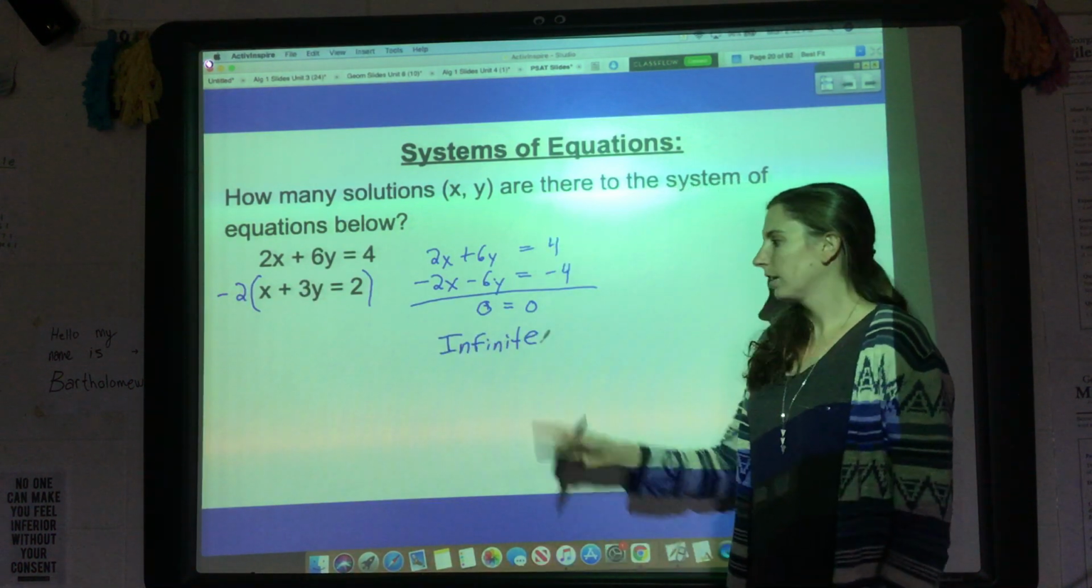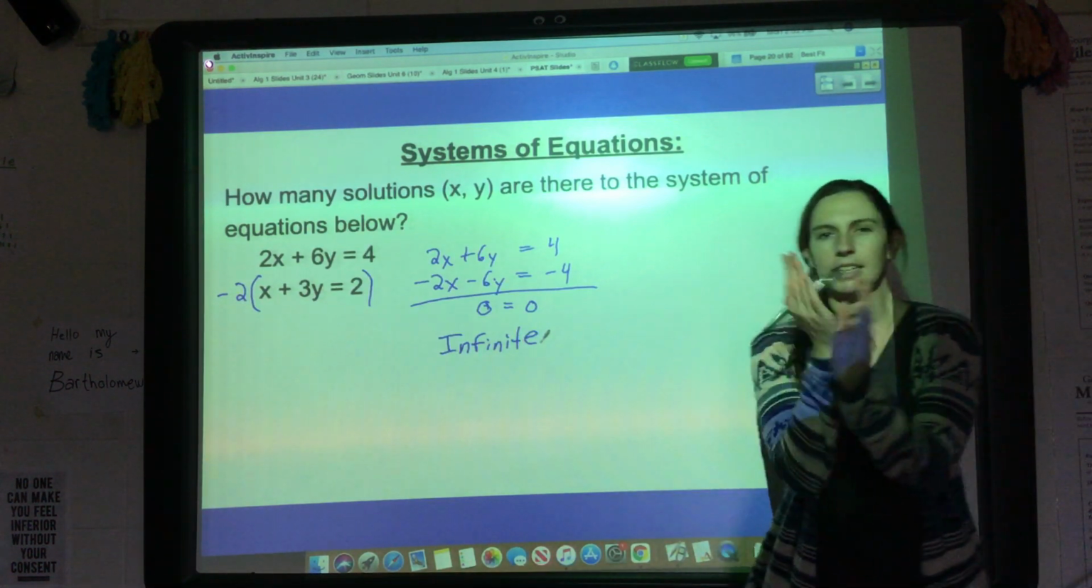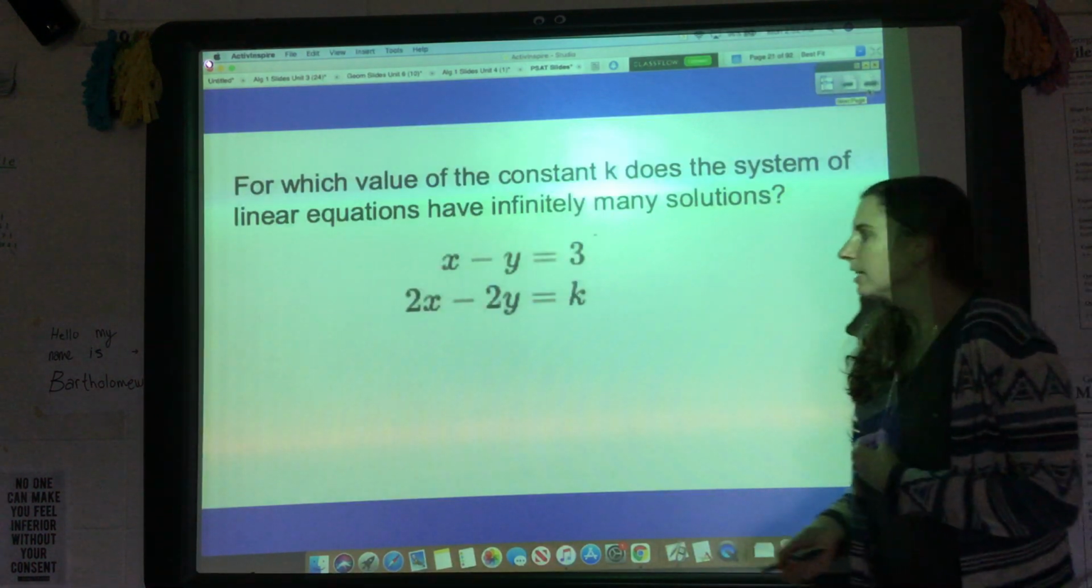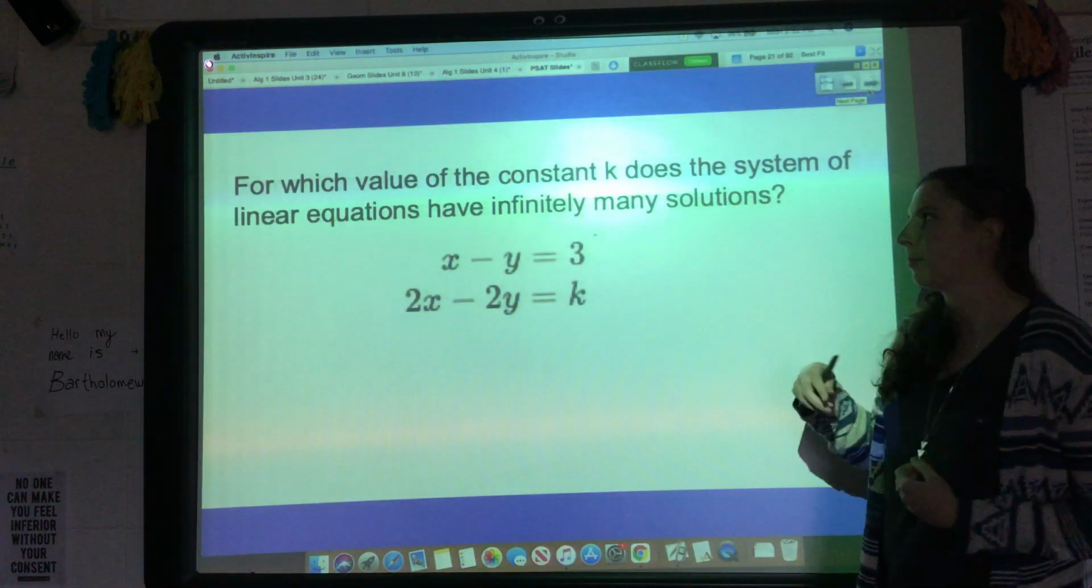So how many solutions are there? An infinite number of them. Basically, that means the lines actually were right on top of each other. This sometimes is asked in a weird way, so I wanted to show you a problem like that.